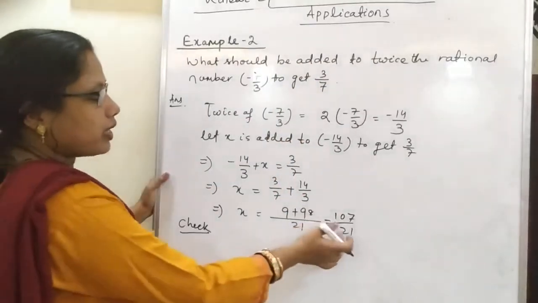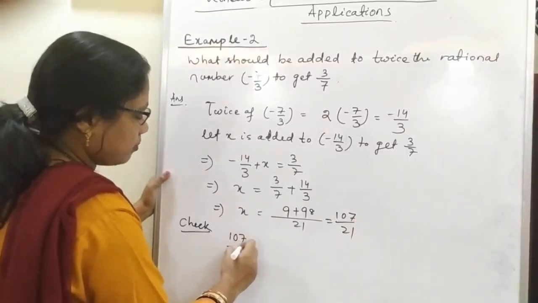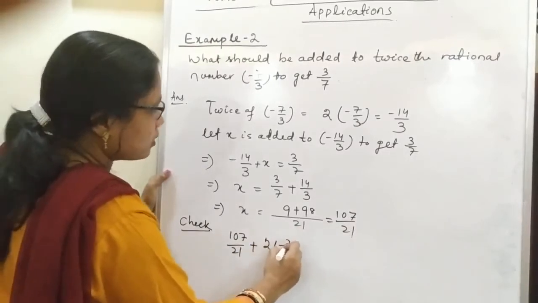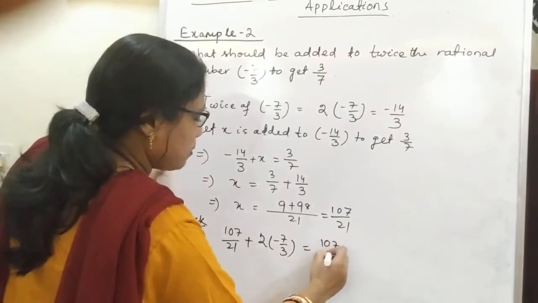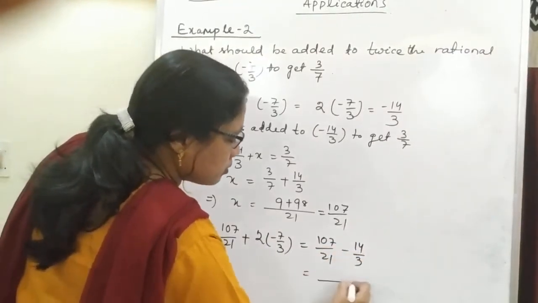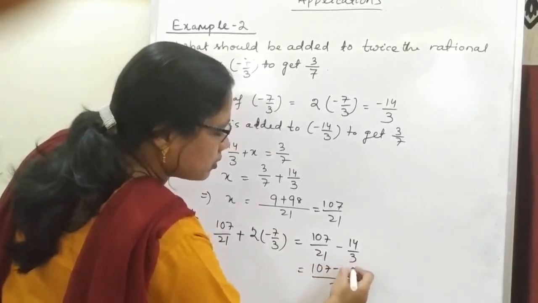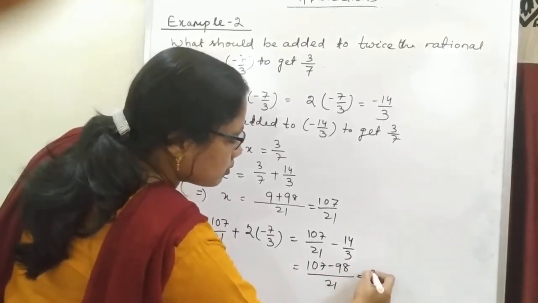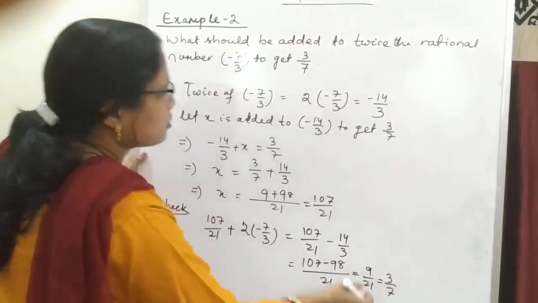Then we will check whether our answer is correct or not. So 107 by 21 plus 2 multiplied with minus 7 by 3 is equal to 107 by 21 minus 14 by 3. So this is equal to (107 minus 98) by 21. So this is 9 by 21 or 3 by 7. So this is our answer.